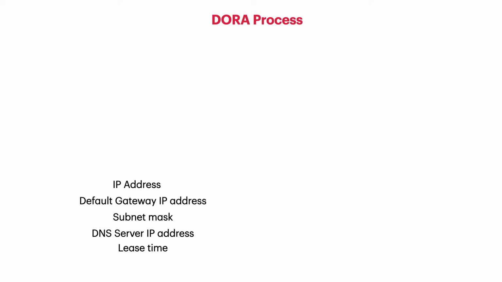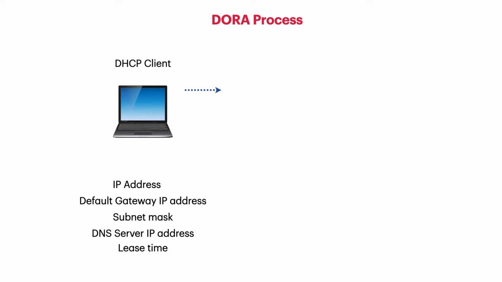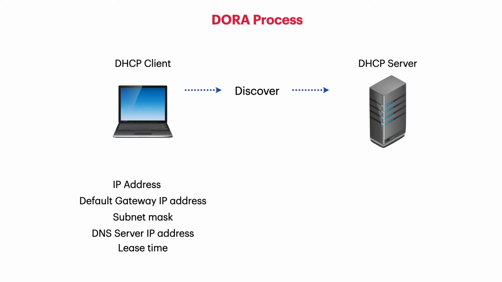Suppose we connect a computer to the internet. At that time it does not have an IP address, so the laptop or the DHCP client sends a discover message to the DHCP server. In response, the DHCP server sends an IP address in the offer message.